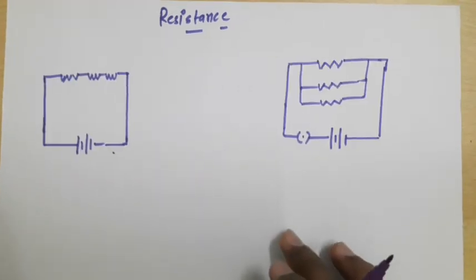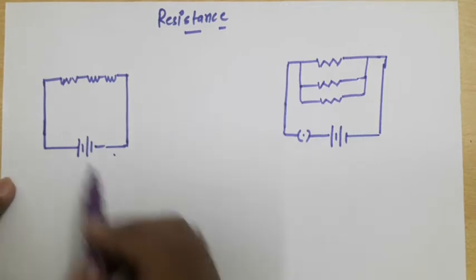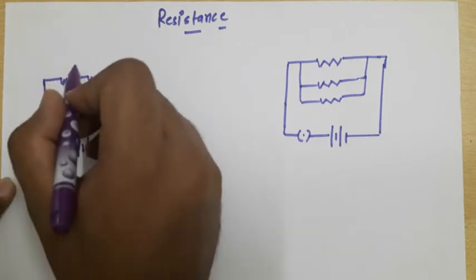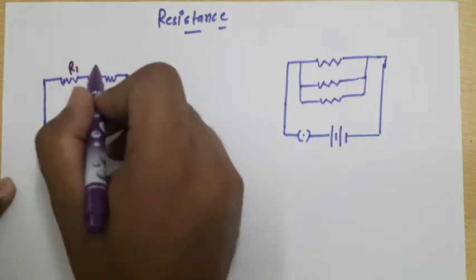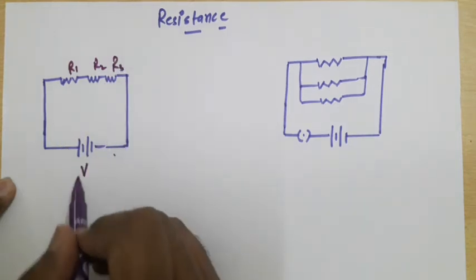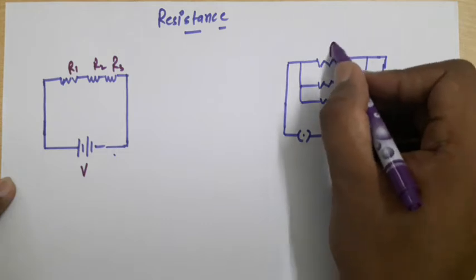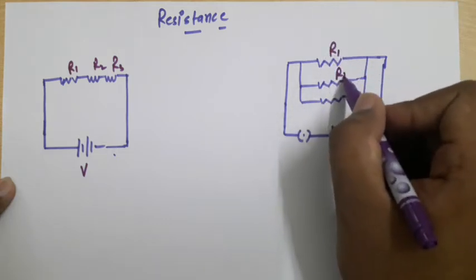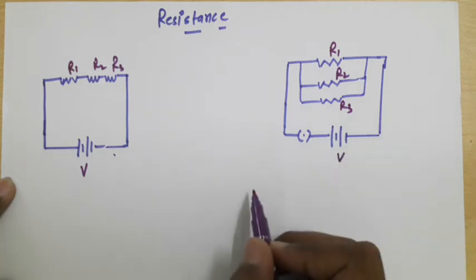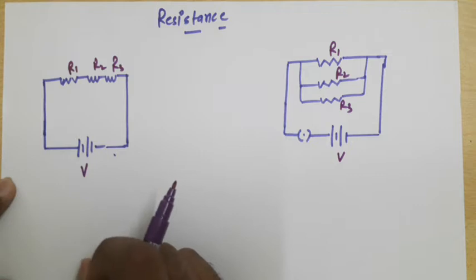So here I have drawn two diagrams. One is for series and another one is for parallel. As we can see, there is one potential difference and there are three resistors R1, R2, and R3. In the parallel combination, this is R1, R2, and this is R3, with the potential difference V. So we have to assume two things. We will learn some important things from here.